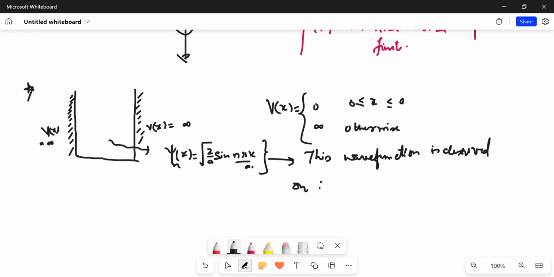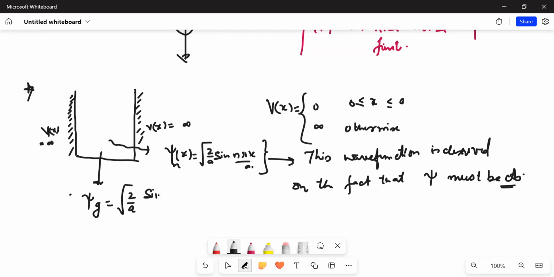on the premise, or on the fact that wave function psi must be continuous. Must be continuous. But understand that, let's say if I just think of a particle in ground state here, psi g will be equal to root over 2 by a sine of pi x upon a. And second thing is, here the wave function is zero, and here also the wave function is zero.